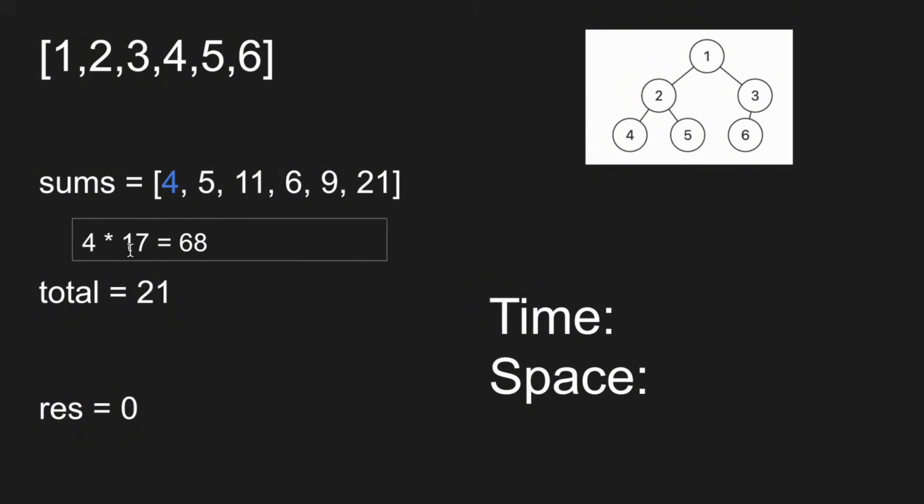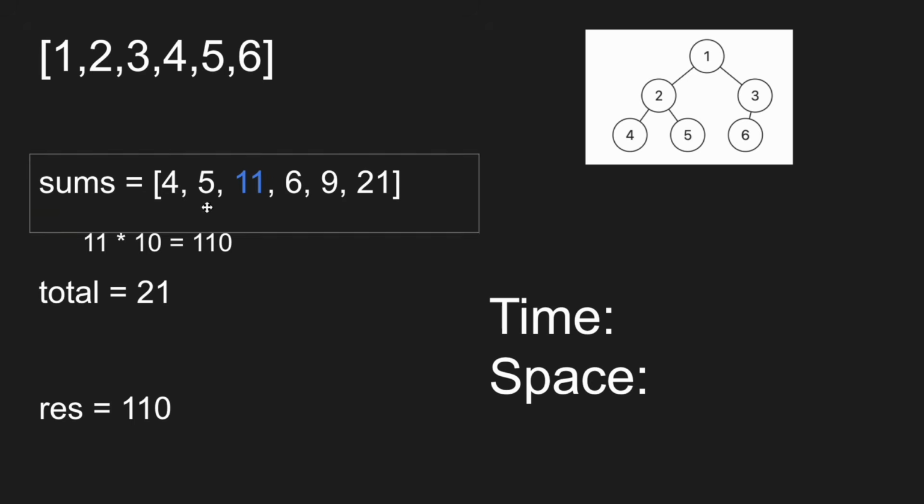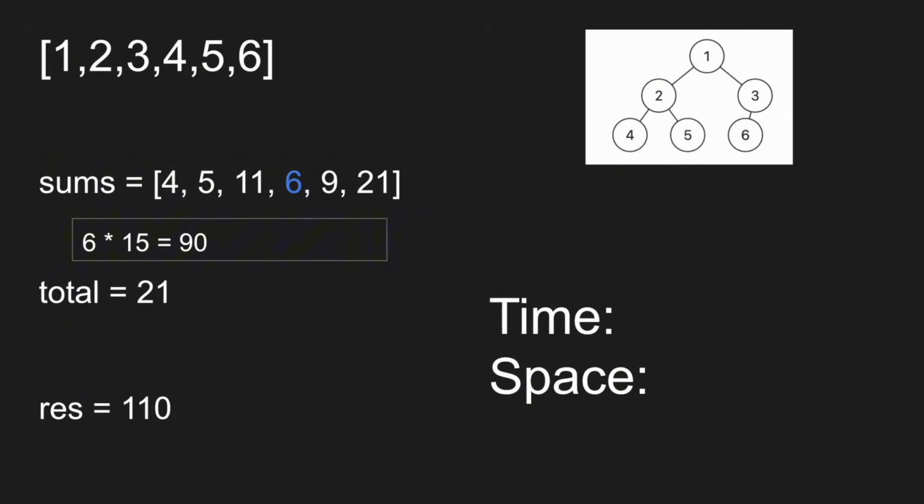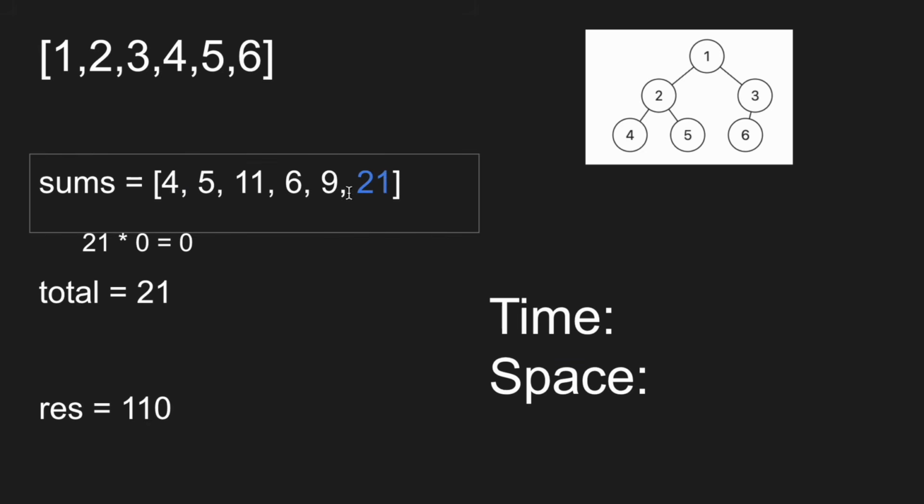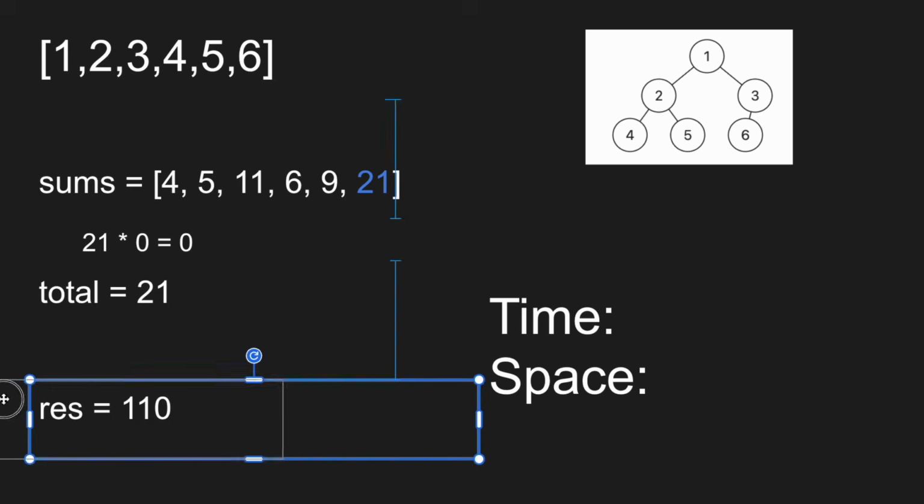So 4 times 17 would be 68, larger than result, so we update it. Look to the next one, 5 times 16, because 21 minus 5 is 16, it's 80, so we update result to 80. Look to next one, 11 times 10 is 110, so we update result to 110. Look to the next one. 6 times 15 is 90. It's not larger. Try the next one. 9 times 12 is 108. Not bigger. So we try the last one, which is the total. 21 times 0 obviously will not be bigger. So we will return 110 as our result.